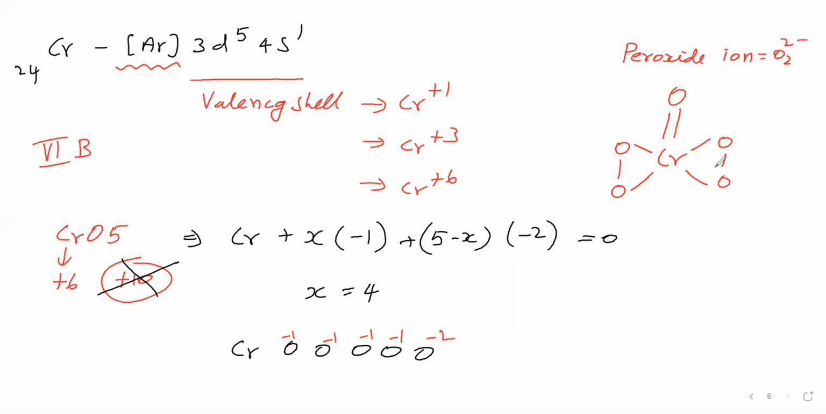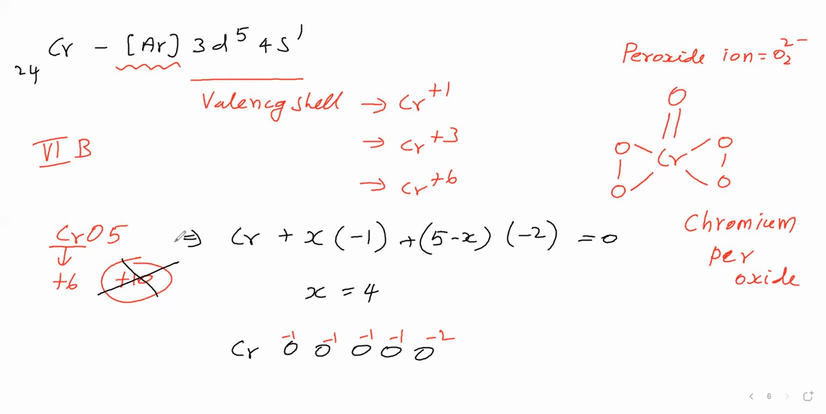This is the CrO5 structure. It looks like a butterfly, therefore it is called butterfly structure. This compound's name is chromium peroxide, we have to say. So in chromium peroxide, the chromium oxidation number is +6, but not +10.